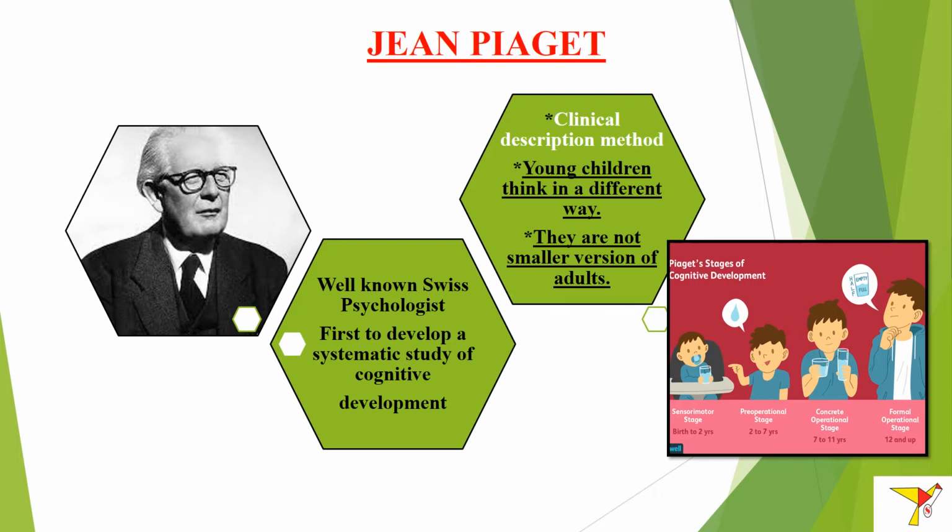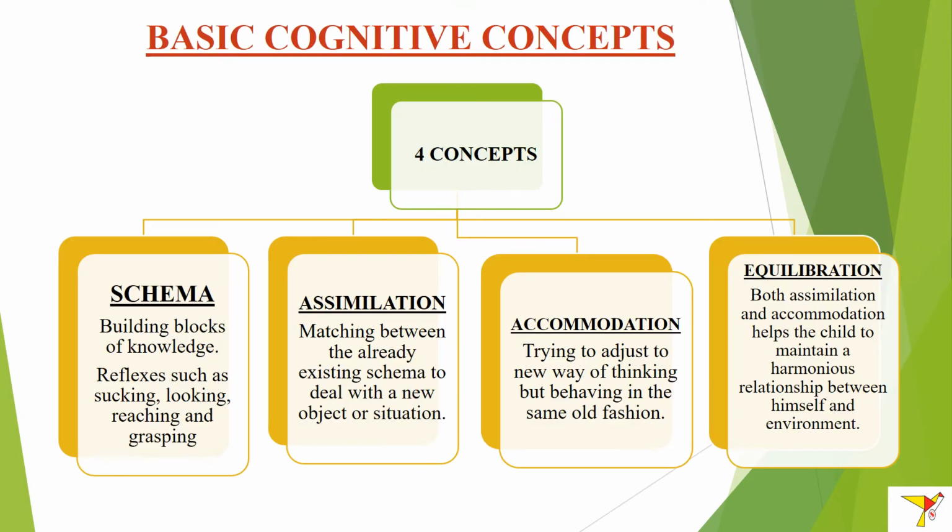Earlier, children were considered as smaller versions of adults, but Piaget showed young children think in a different way compared to adults and they aren't smaller versions of adults. Also, he proved that children move through four distinct stages of mental development based on four concepts. Piaget identified four concepts which he used to explain how and why cognitive development occurs.